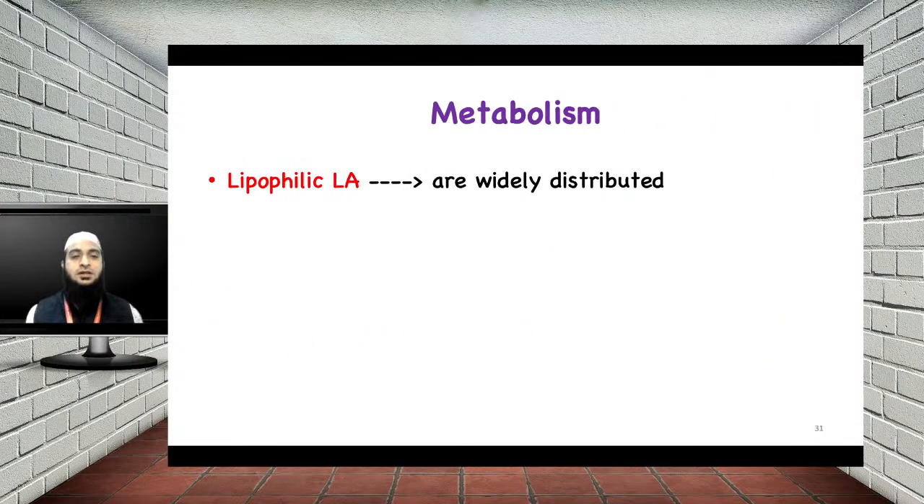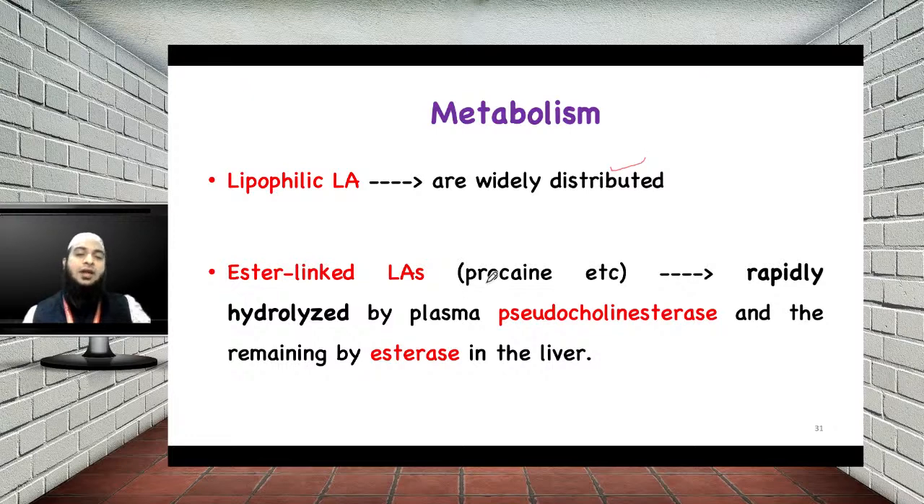Let's see about metabolism, how the local anesthetics undergo the process of metabolism. So lipophilic local anesthetics, which have more aromatic groups, are widely distributed, and you don't want more distribution of the local anesthetic. So do remember that. You must have less lipid solubility in local anesthetics. So lipophilic drugs are widely distributed, whereas ester-linked local anesthetics are very interesting, and we have seen in yesterday's lecture why we prefer amide local anesthetics over the ester, because an ester local anesthetic like procaine is rapidly hydrolyzed by plasma pseudocholinesterase and the esterase enzyme in the liver.